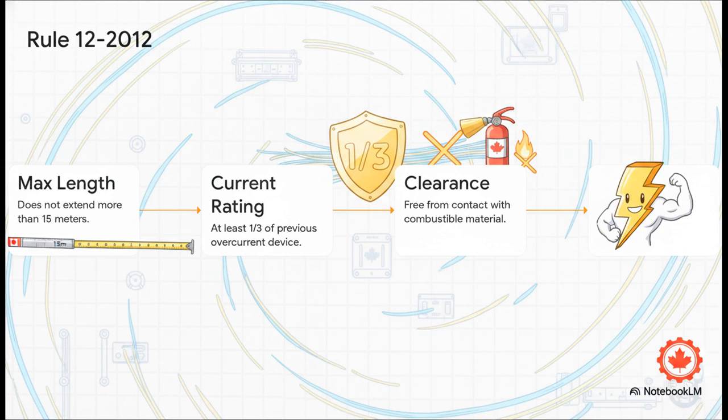Specifically, you must keep the smaller run under 15 meters in length and ensure it has a rating of at least 1/3 the rating of the upstream breaker. Seriously, if you just memorize the 15-meter 1/3 rule, you are gonna bag an easy point on the Red Seal.